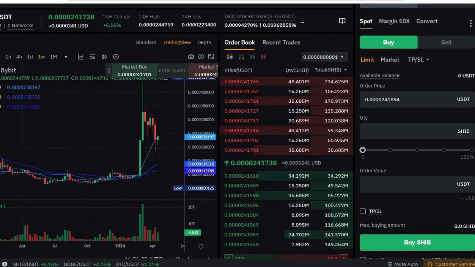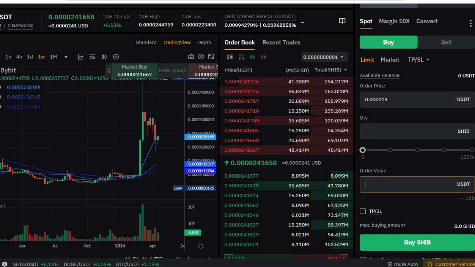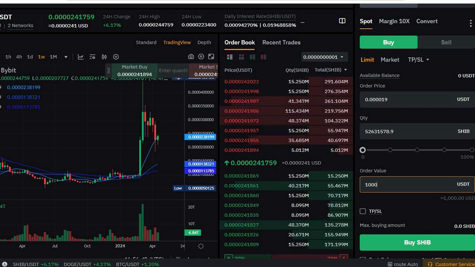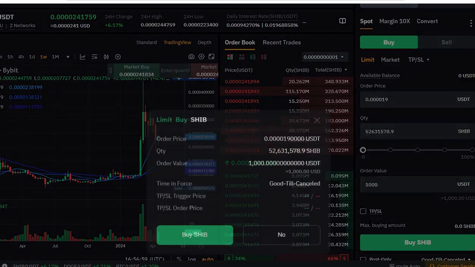On the right side, order price, you just put 19, and order value, whatever you play with, let's just put $1,000. Of course, this is not financial advice. This is purely for information purposes and entertainment. This is just my personal opinion on the market. But how you do it is just put the price, how much you want to order, and just click buy.